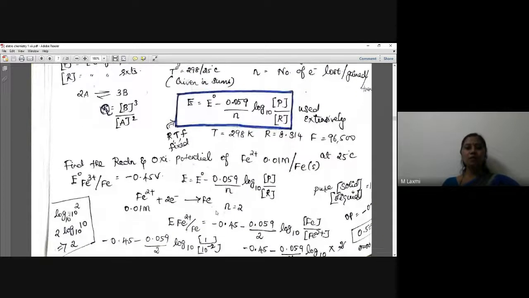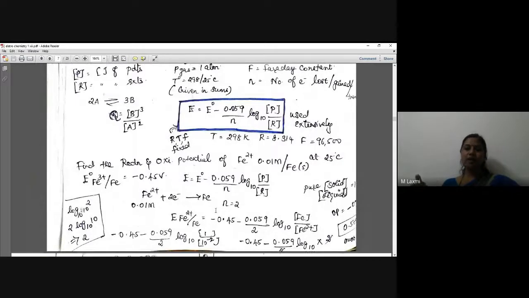So what is the Nernst equation? It's used to find out the electrical potential of any cell at any concentration and at any temperature. So what is the formula for the Nernst equation? E is equal to E naught minus 0.059 by n, where n is the number of electrons transferred, log to the base 10 of product concentration by reactant concentration. This is otherwise called the reaction quotient. Your P by R is otherwise called the reaction quotient.